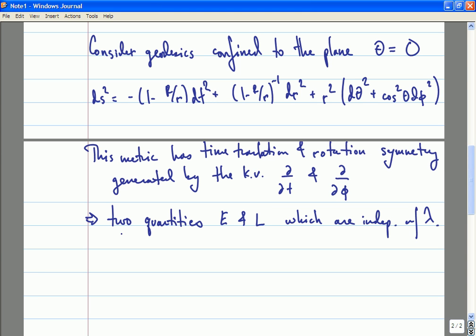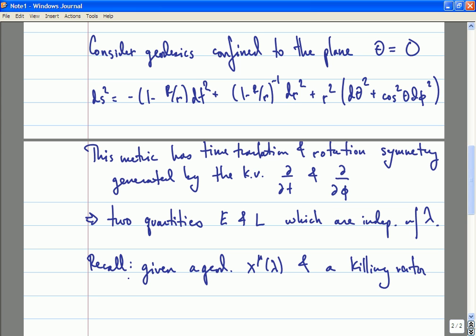So in particular, given a geodesic x mu of lambda, and a Killing vector k mu, then if you use an affine parameter, the quantity x dot mu contracted with k mu is independent of lambda.